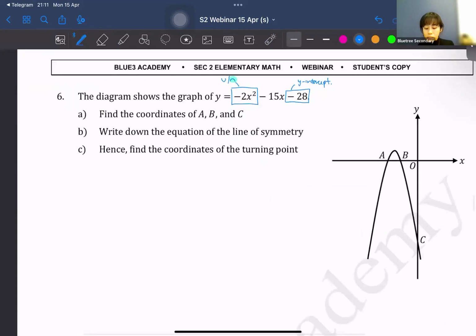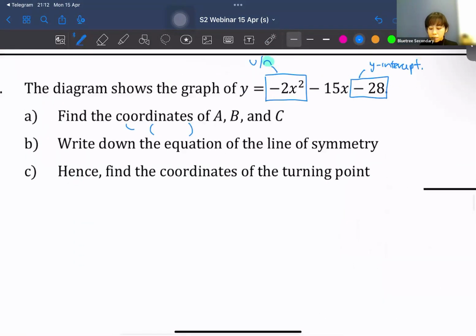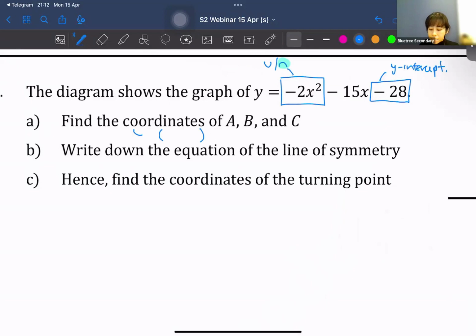So this is things that you should know already. They want me to find the coordinates of A, B, and C. Coordinates come in the form of brackets. So don't just tell me x equals to what, y equals to what. We are looking for a specific format. And since there are alphabets for each point, we are looking for A bracket something comma something, B bracket something comma something, and C bracket something comma something. So this is the format that we are looking for.